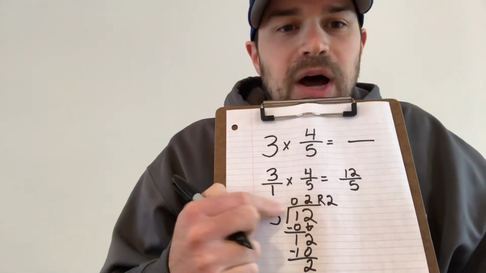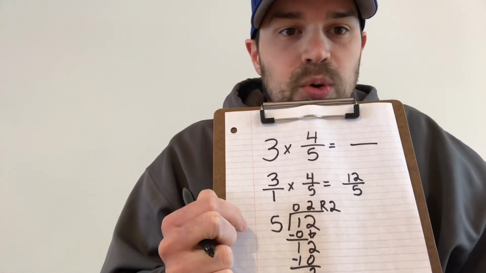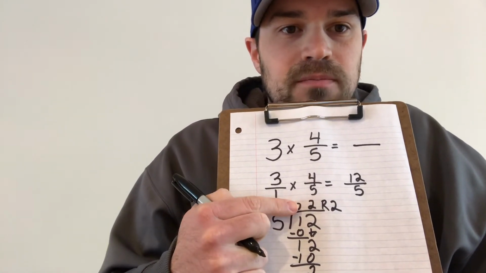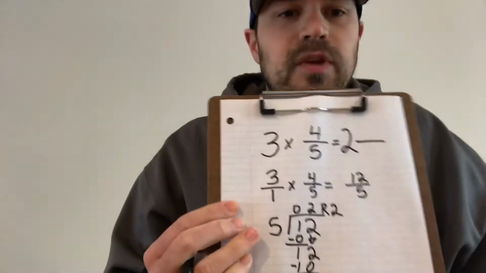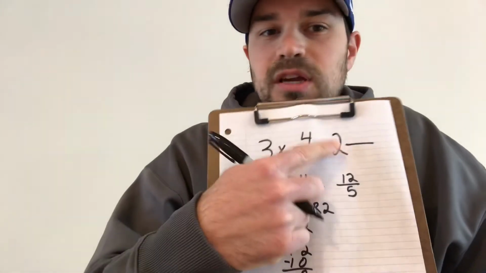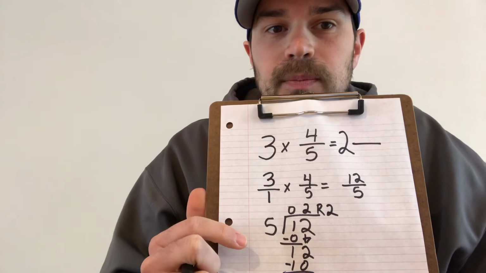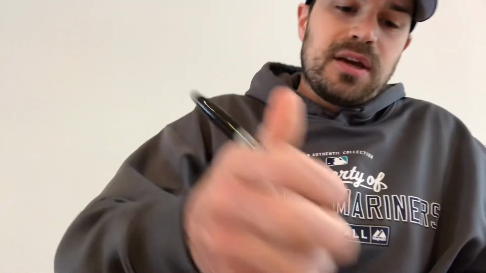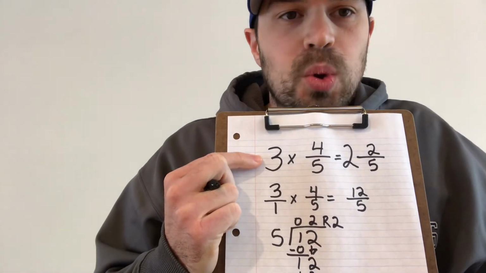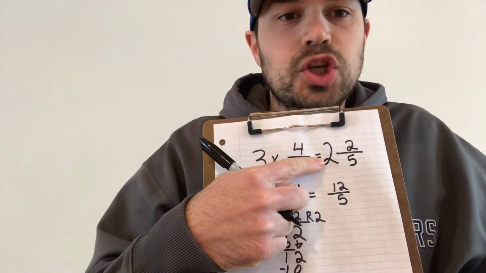Now, as a review, our number that's above the box that is not the remainder is going to be our whole number. So in this case, what is it going to be? It's going to be 2. Okay, and then our remainder always ends up being, is it going to be the numerator or is it going to be the denominator? It's going to be the numerator. And then our denominator did not change, so we're not going to change it here, so it's going to stay as the 5. So our answer to the multiplication problem of 3 wholes times 4/5 is going to be 2 and 2/5.